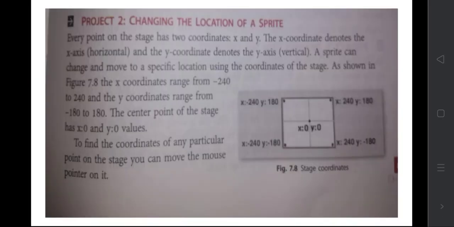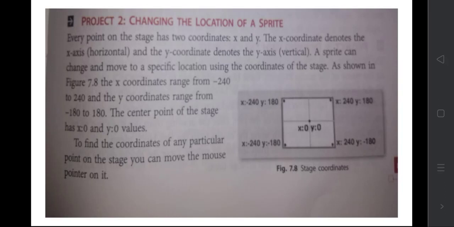Then Project 2, changing the location of the sprite. Now you want to move the cat from left to right, right to left. Every point on the stage has two coordinates, x and y. The x coordinate denotes the x-axis, that is horizontal, and the y coordinate denotes the y-axis, that is vertical. A sprite can change and move to a specific location using the coordinates of the stage.